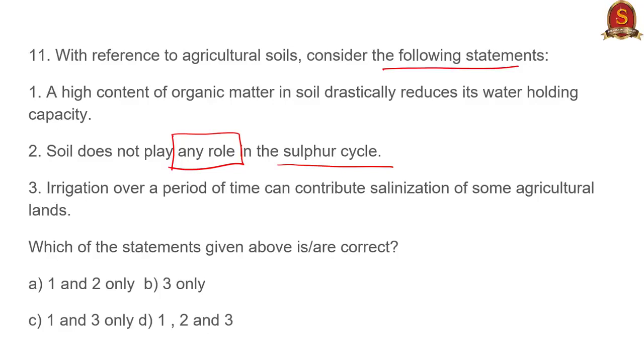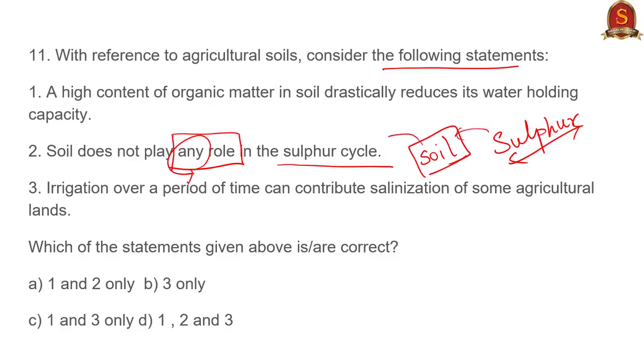But look at the statement. Statement 2 says soil does not play any role. Now, soil is a component of the lithosphere, and you know that sulfur is an important element which is part of most living systems, which means sulfur will become part of soil. At the same time, sulfur will be removed from soil. So if the statement was plays a minor role or plays a major role, there is some point of discussion where I need to think whether it is such an important component or not a major component as such.